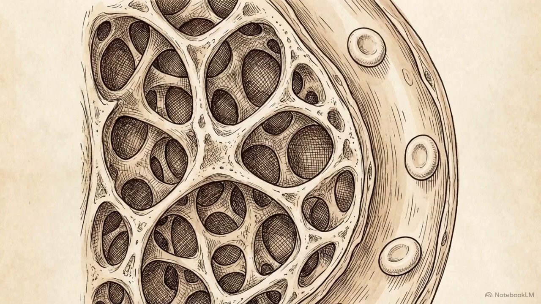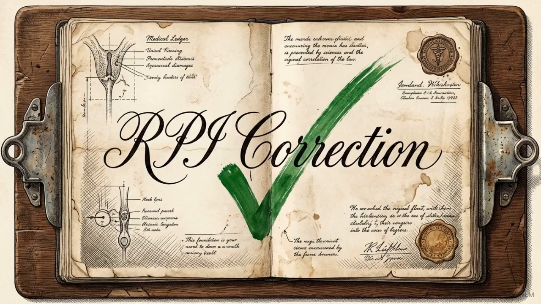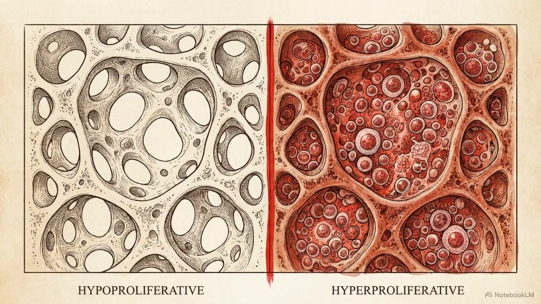An RPI strictly below 2 reveals a hypoproliferative state. The marrow is failing to mount an appropriate response to the anemia. This requires an immediate evaluation of the body's iron stores and building blocks. By applying the RPI correction to account for marrow stress, physicians prevent the critical error of misclassifying a failing hypoproliferative marrow as a fully functioning one.